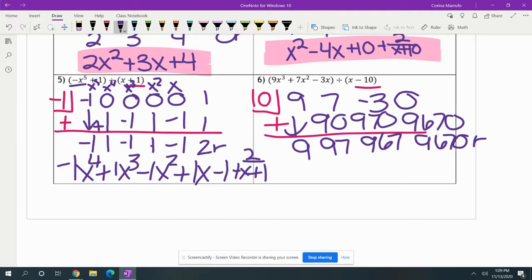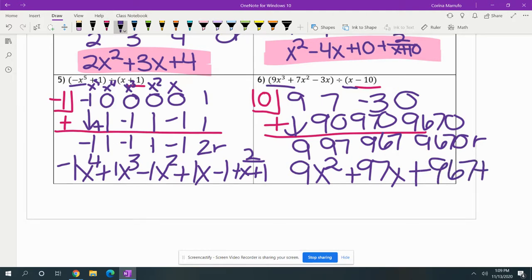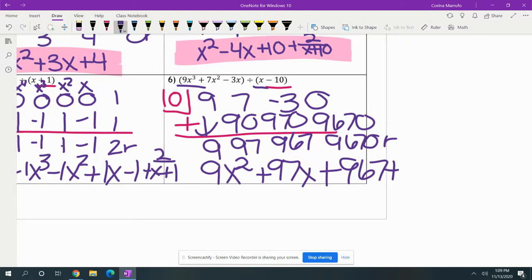So here we had x to the 3rd power, and we divided by x, so that means that our first term here is going to start with x squared. And then plus 97x plus 967 plus 9,670 over whatever we divided by. So in this case, we divided by x minus 10.